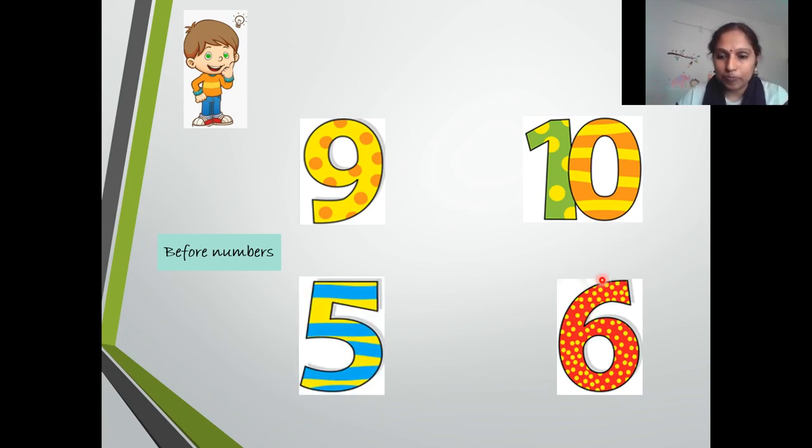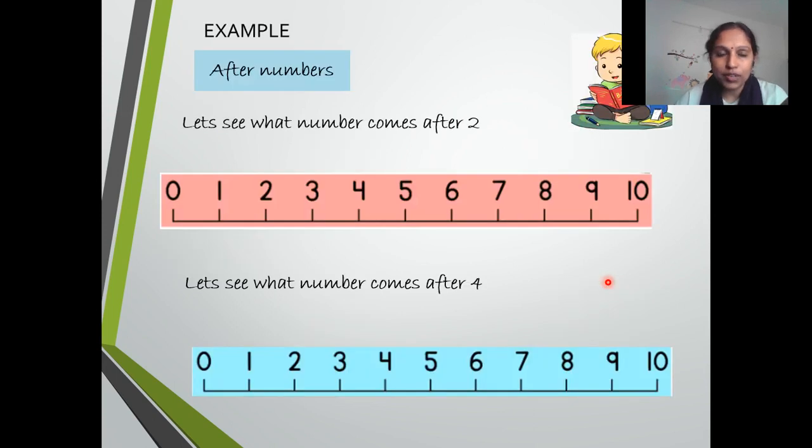Okay. Now we will be moving on to the next topic. This one is after numbers. So what is meant by after? What is the meaning of the word after? After means next. Whatever number comes next to the given number is the after number. Correct? Okay. Now see the example. We are going to find the after number of 2.